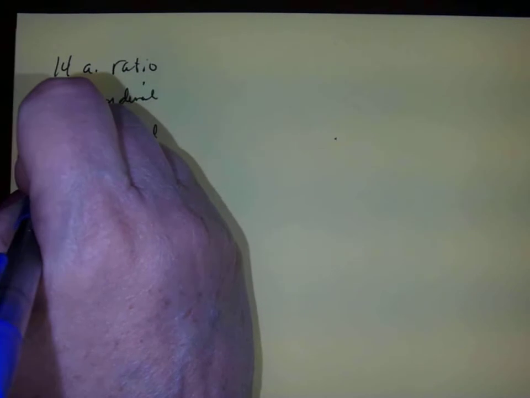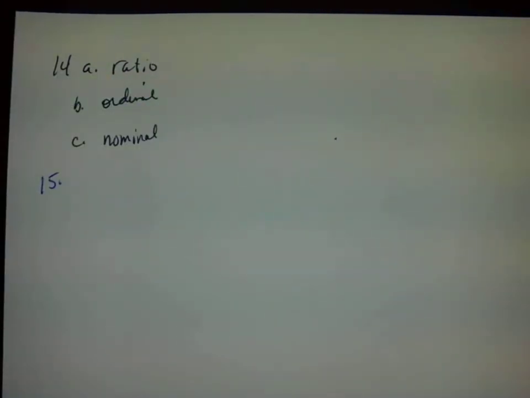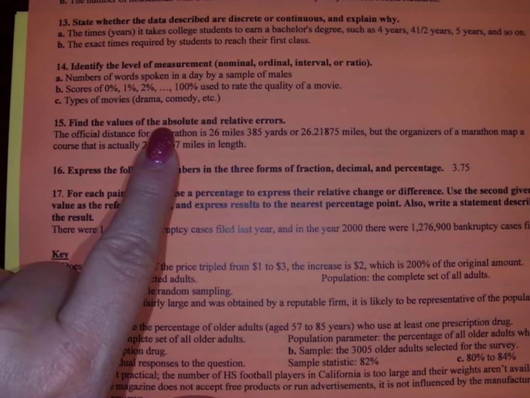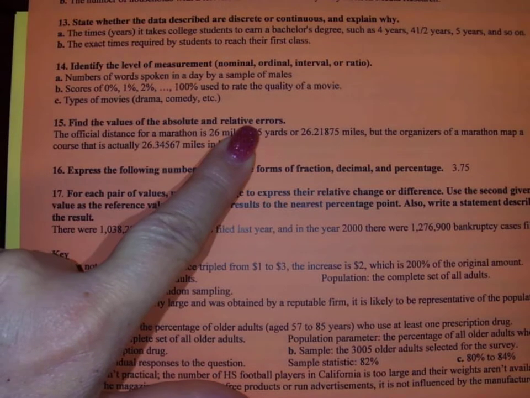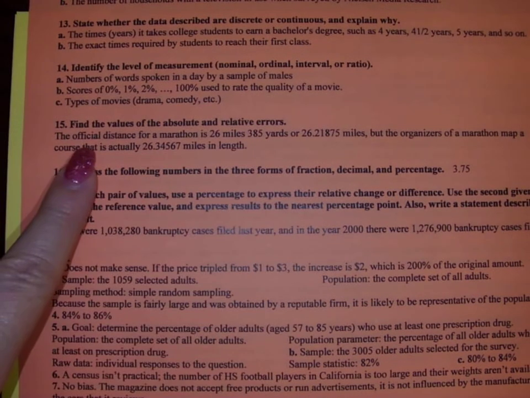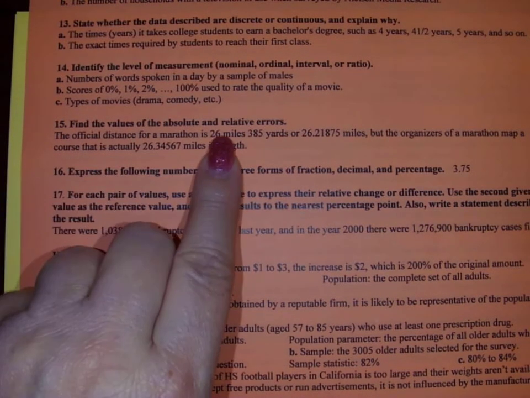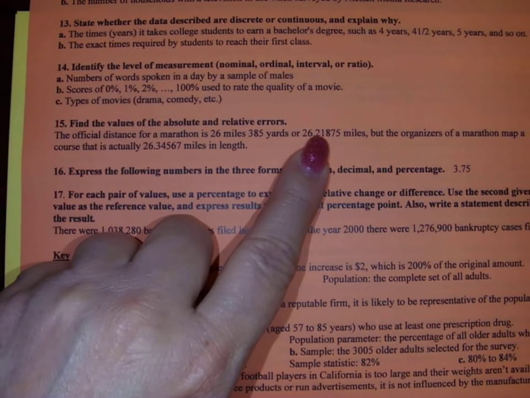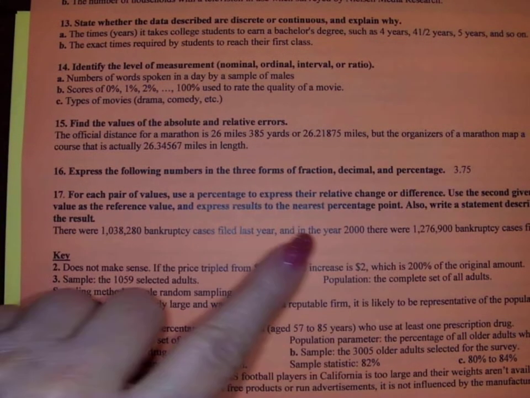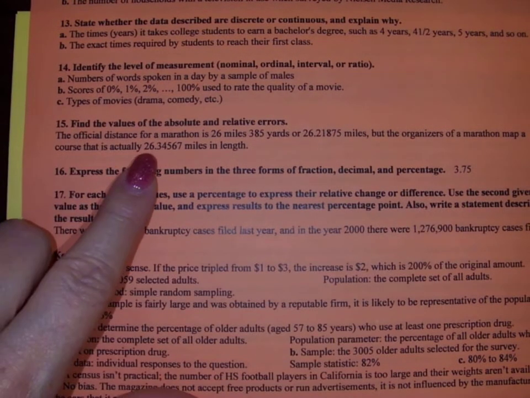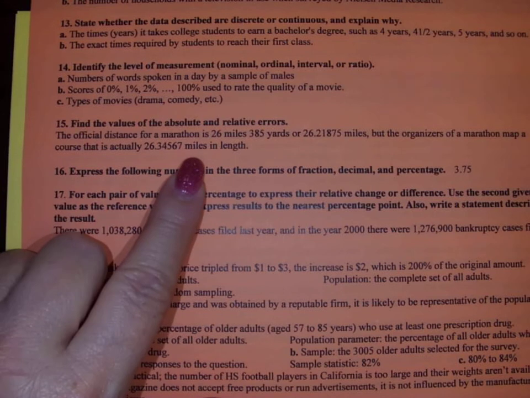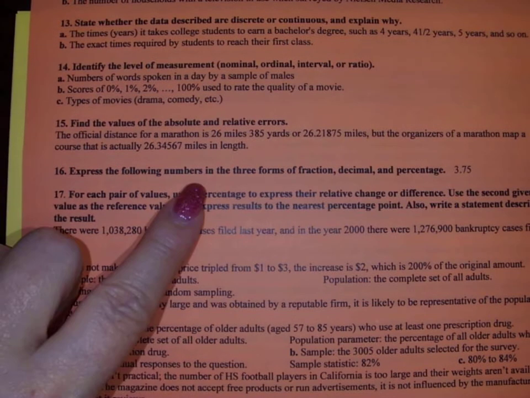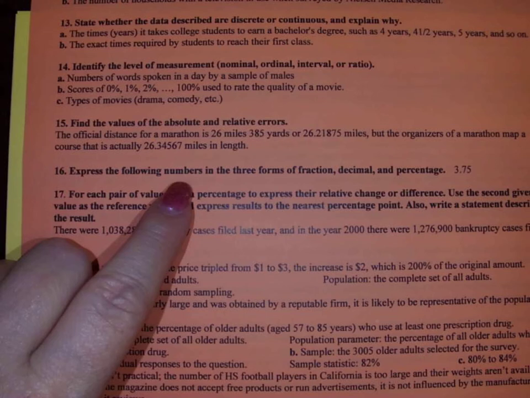All right, we are on number 15. For number 15, it says find the values of absolute and relative errors. Here's some math. You're going to want to show all your math. The official distance for a marathon is 26 miles, 385 yards, or this value here. But the organizers of a marathon map a course that's actually this distance, which is miles in length. So we have two values here.